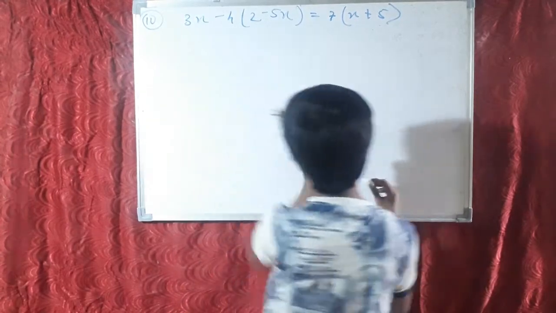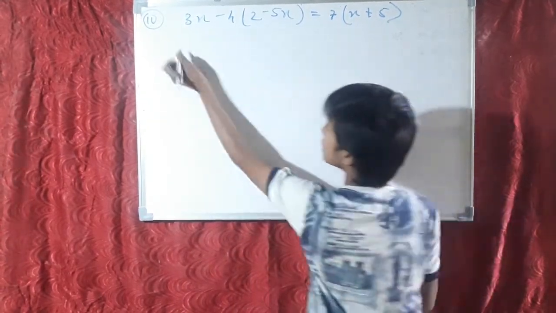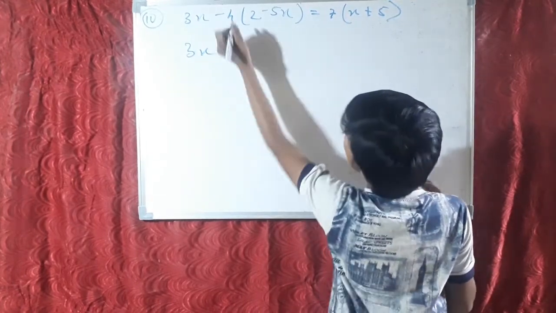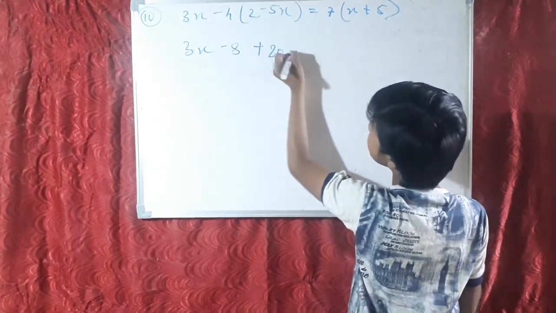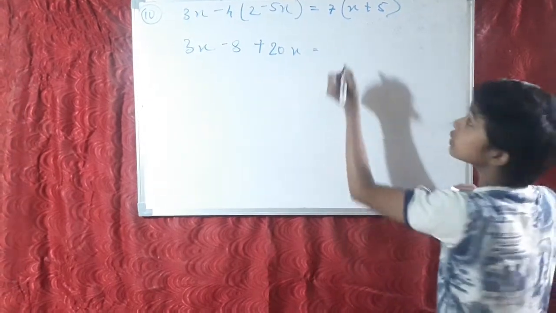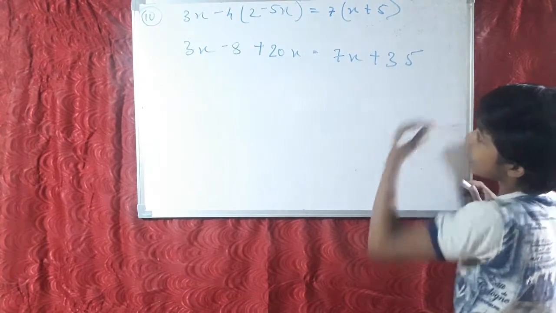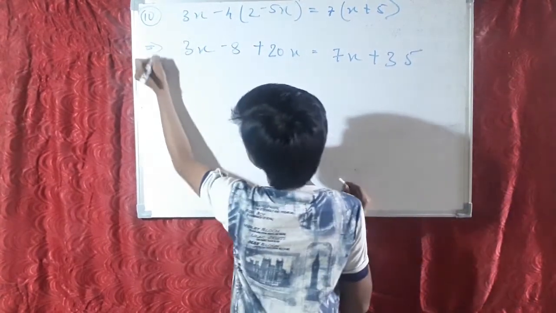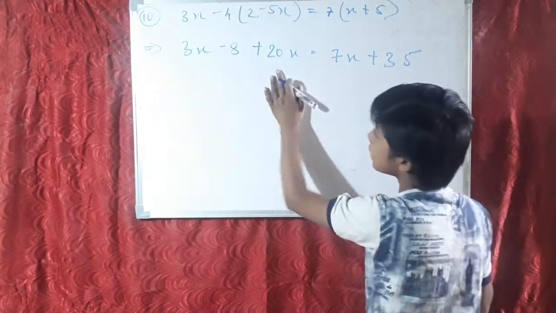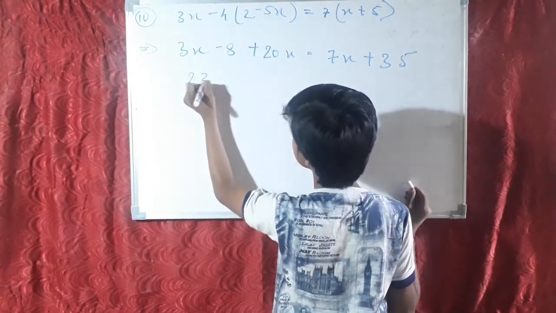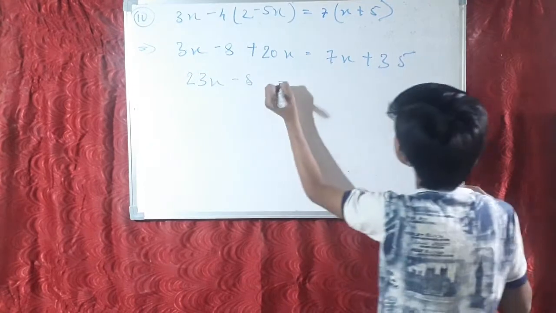So we will solve it in the easiest method. It will be 3x minus 8 multiplied, and plus 20x is equal to what? Now 7 multiplied by 7x plus 35, it will be multiplied. And now what we have to do, we will see 3x and 20x. When we add this, it will be 23x minus 8 is equal to what?